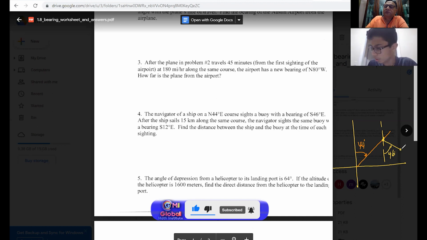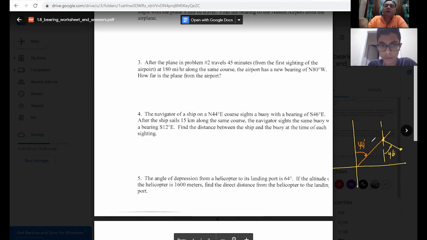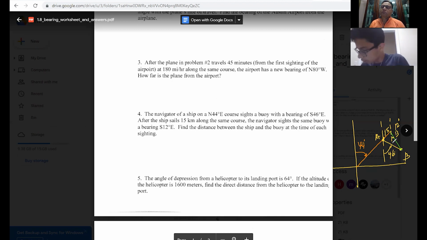So that is the point, right? The same point now is south 12 degrees east. That angle now is 12 degrees. You understand? And this is 15, correct? Let's say this point is A, that point is B. So that's our triangle. You get the idea? Yeah, I get it.